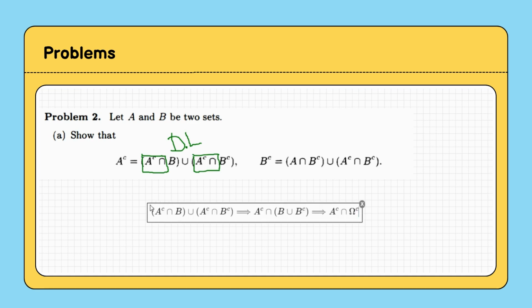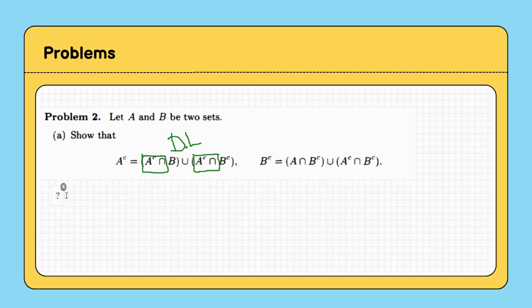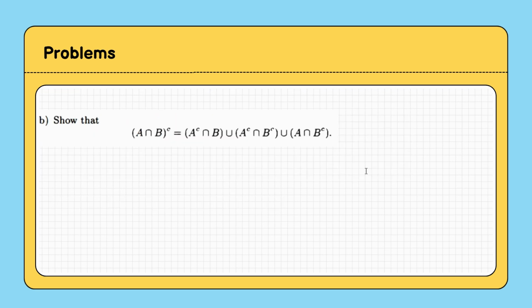So you basically factor out A complement intersection, and then B union B complement would be in parentheses, which is the universal set. So at the end it would be A complement intersection the universal set, which is A complement, because the intersection of anything with the universal set is that set itself. Let's move on to the second one.